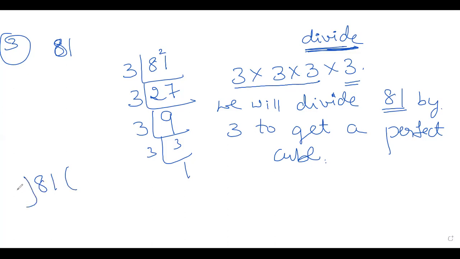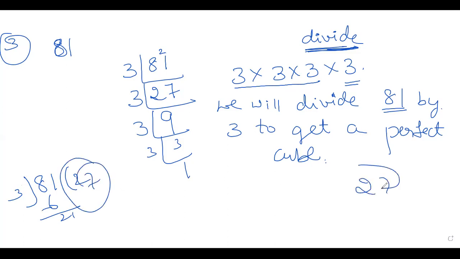If you divide 81 by 3, what will you get? 3 twos are 6, 3 sevens are, yes, it is 27. We know that 27 is a perfect cube. 3 threes are 9, 9 threes are 27. So we have to divide the given number by 3, you must write.